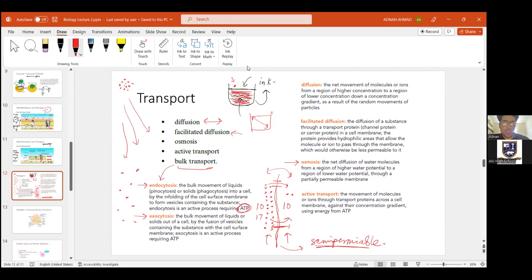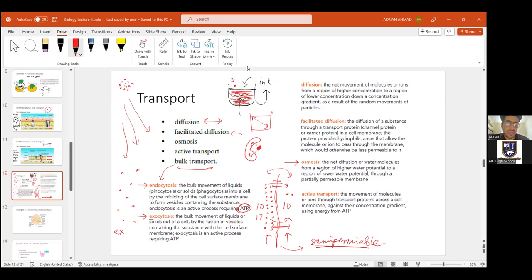And what is exocytosis? Exocytosis is the bulk movement of liquids or solids out of the cell. Endo means inside and exo means outside. For example, if we have a huge molecule or a bacterium that is being engulfed by a cell, this process is called endocytosis. Something is going inside the cell, and exocytosis means getting out of the cell.